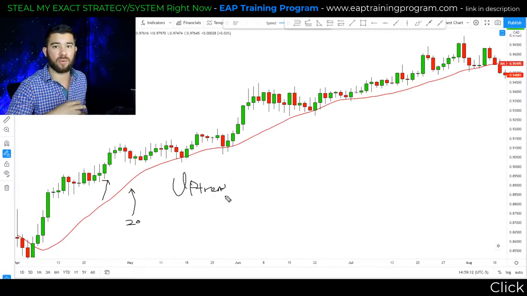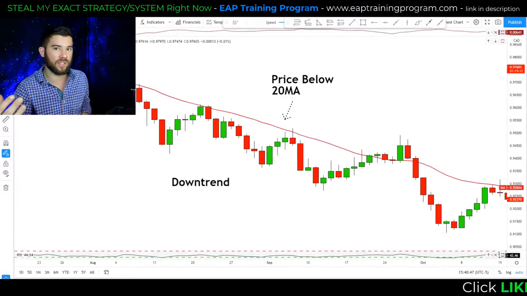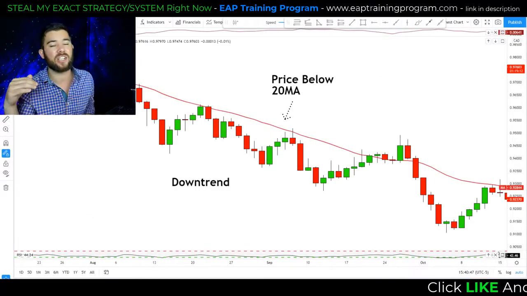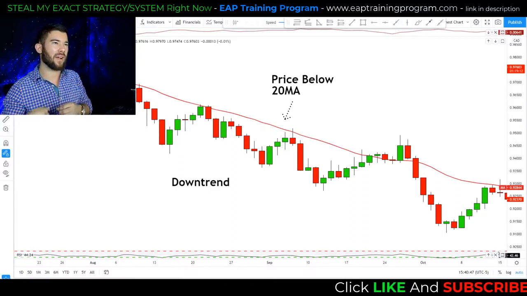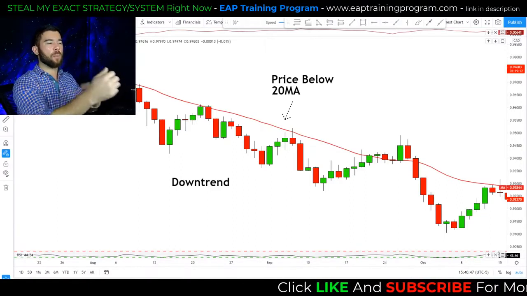And I'll do an example on the screen now for if price is below the 20, then I am in a downtrend. And that's the way we would use a moving average, a single moving average, to help us define trend.